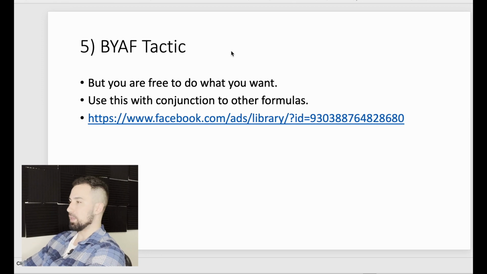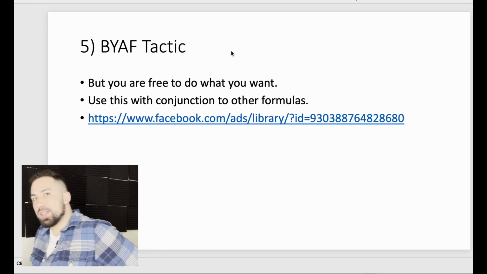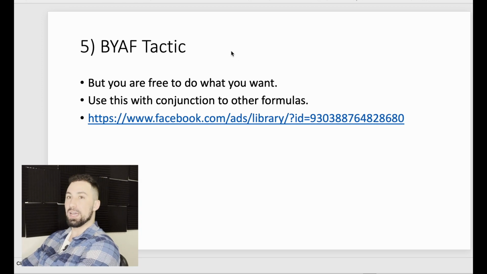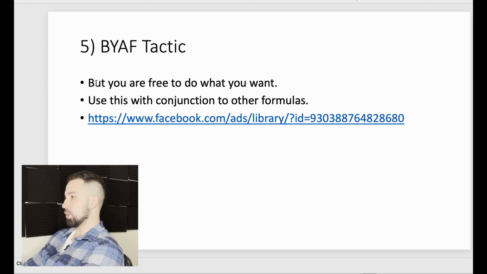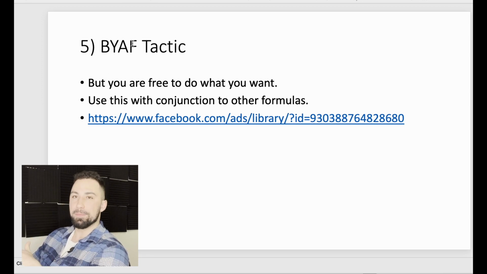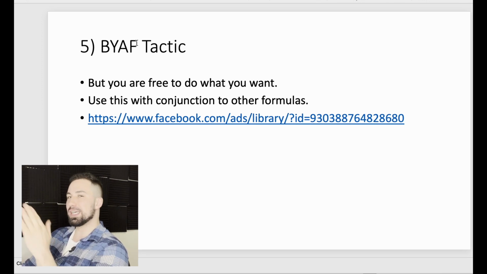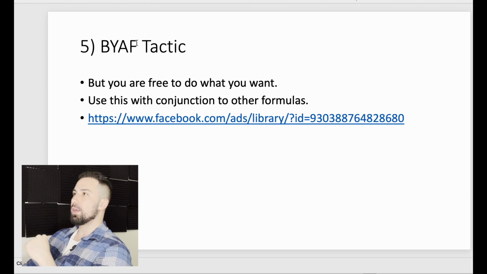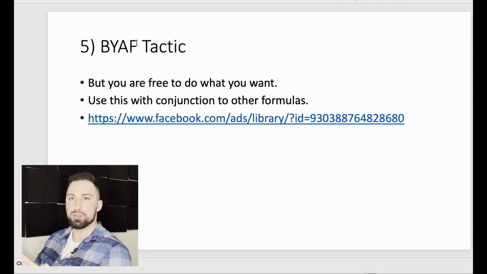BYAF Tactic. This tactic is not a tactic that you should use in and of itself. You always want to hook them with the other tactics that I give you. This is the coded version of BYAF, but you are free. What does this mean? So you get to tilt the call to action, and then you say to them, click the link below, don't miss out on the chance, or something, people are used to this, right?